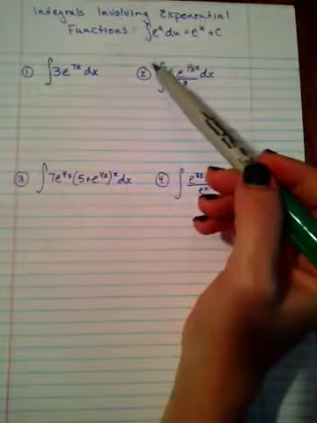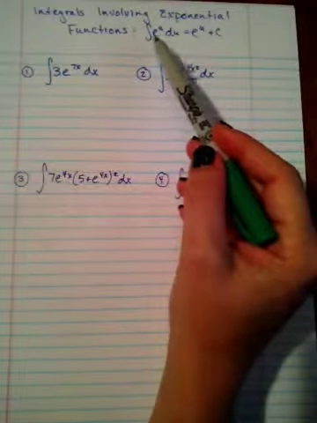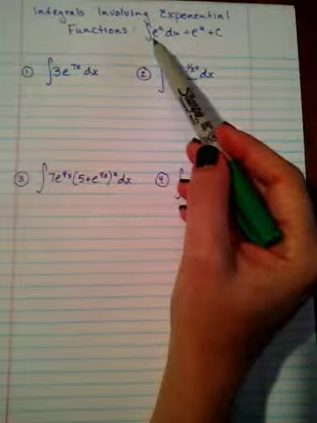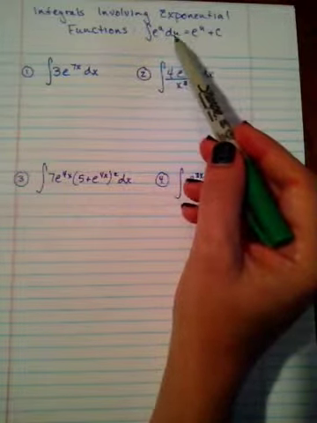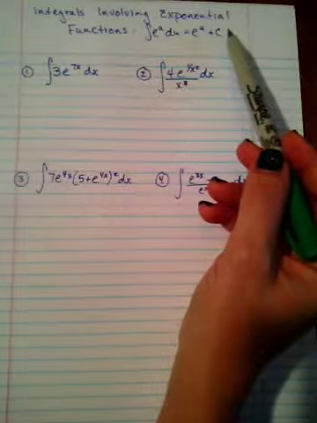For this video, we're looking at integrals involving exponential functions. So we know the derivative of e to the u is e to the u times u prime, so it should make sense that going backwards, if you start with the integral of e to the u du, you're just going to have e to the u plus c.